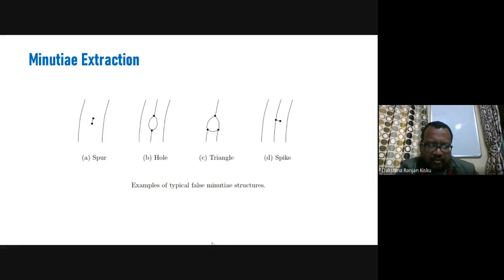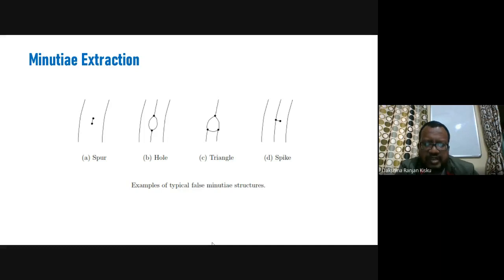So when we train on fingerprint images, we should include these structures also, so that during training the algorithm learns about these structures. And whenever the algorithm learns about these structures, only then can it identify that these are false minutiae structures, these are false minutiae points.